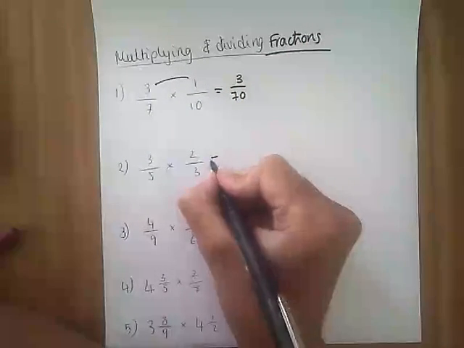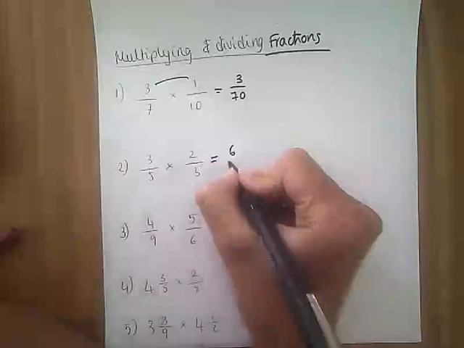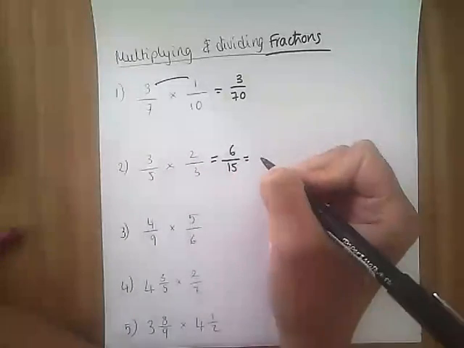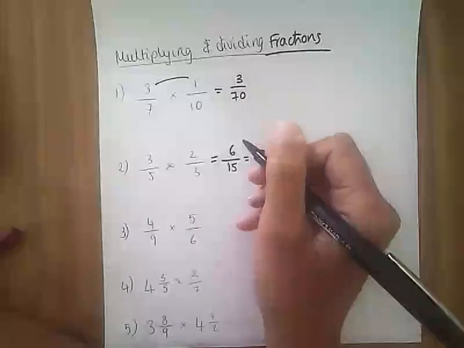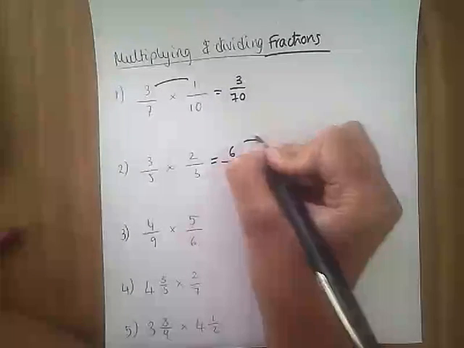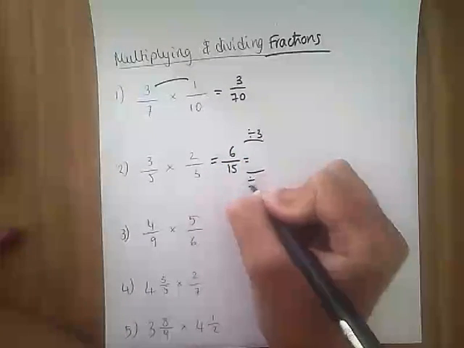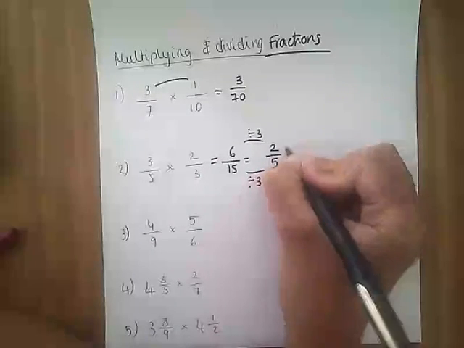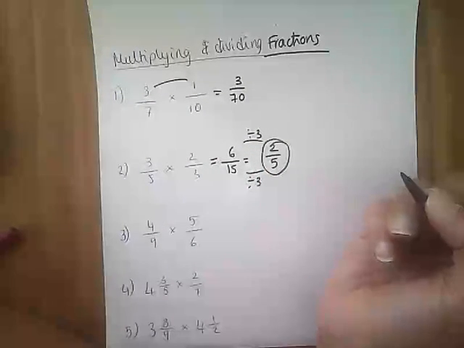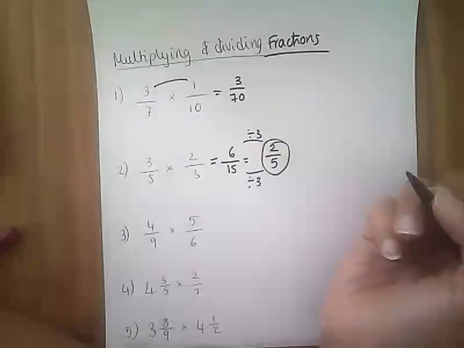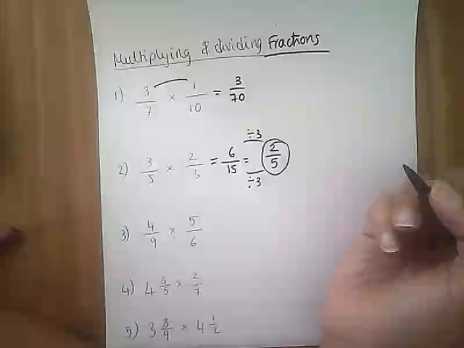So 3 times 2 is 6, 5 times 3 is 15. Are there any numbers that go into 6 and 15? Yes, I could divide by 3. And when we divide by 3, we get 2/5. That is now in its simplest form. It's really important you leave all your calculations in their simplest form, so make sure you do.